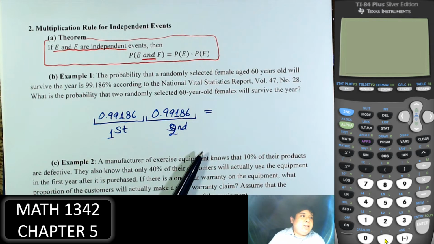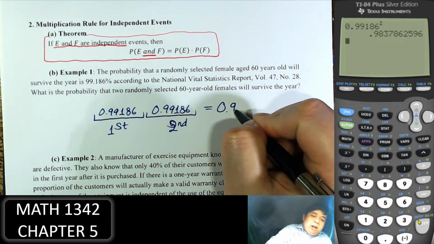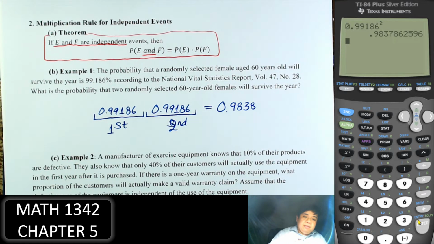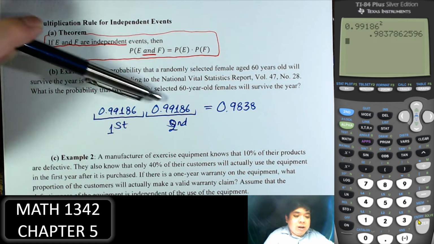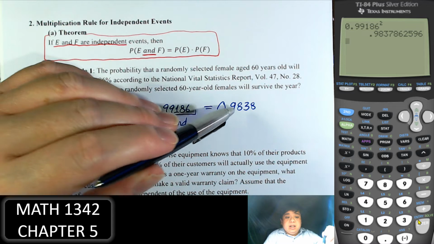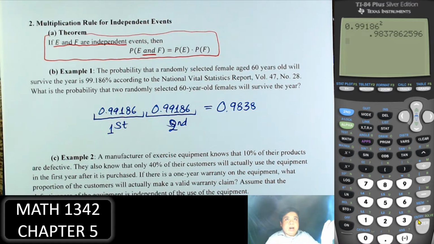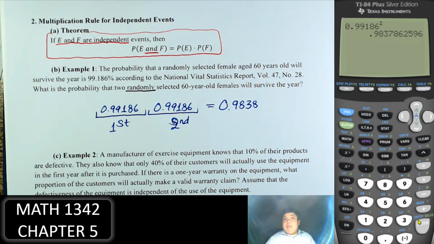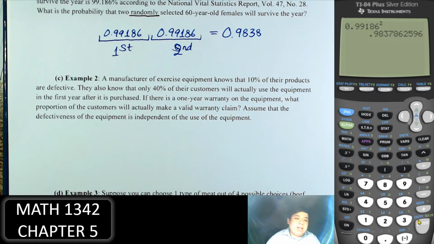So we just multiply them together, just like this formula says. We just have 0.99186 times itself, or if we multiply it by itself we just say squared, and we have 0.9838. So what is the probability of two randomly selected women surviving a year? It will be this much, because the first one doesn't affect the other, because we choose randomly out of millions and millions.